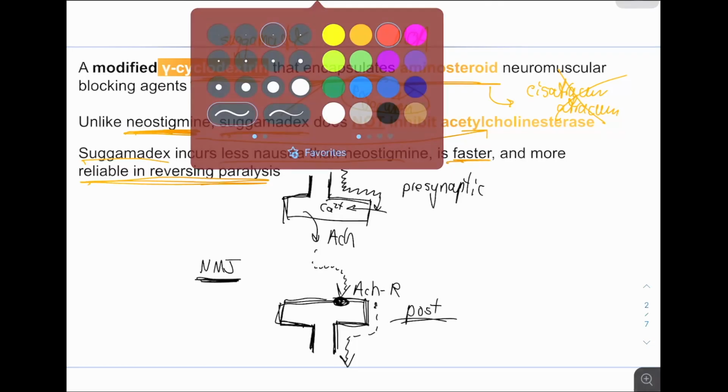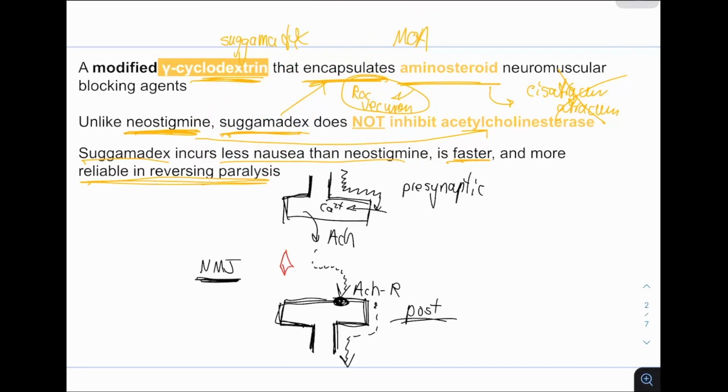Now, the way that rocuronium works is that this medication binds the acetylcholine receptor and it prevents acetylcholine from binding to the receptor, and therefore no action potential is able to be generated on the postsynaptic side.